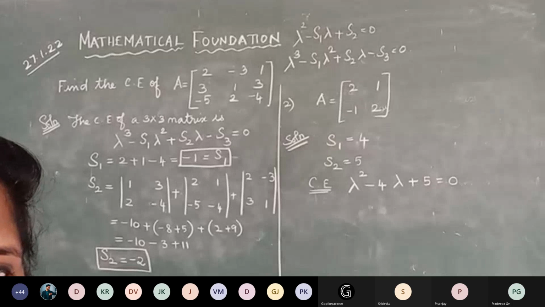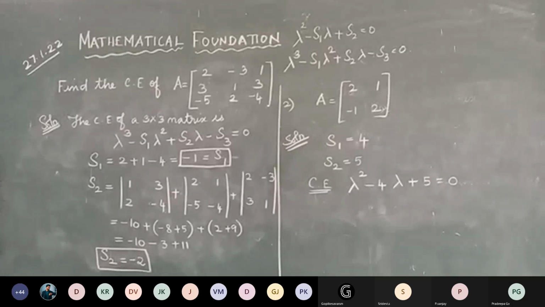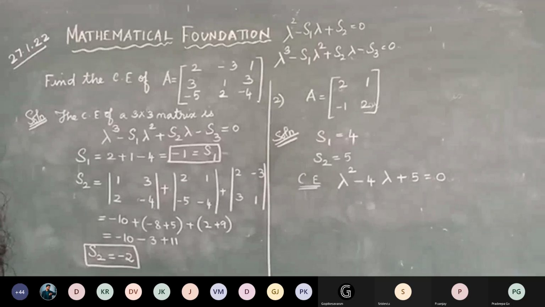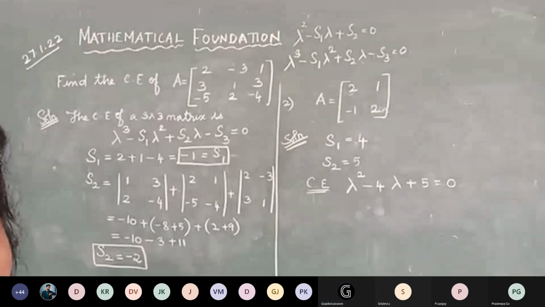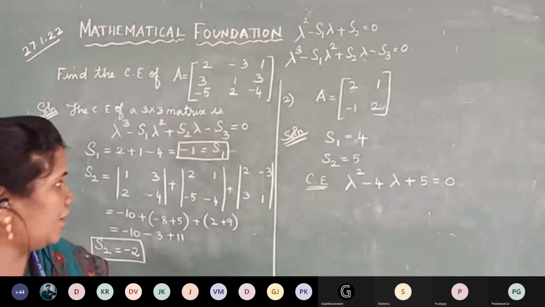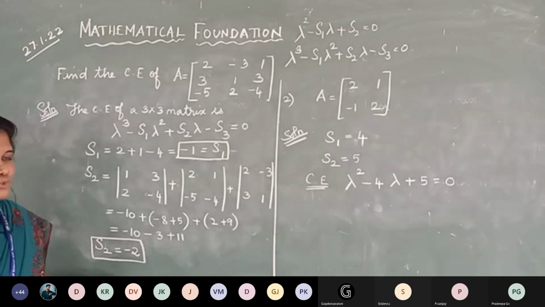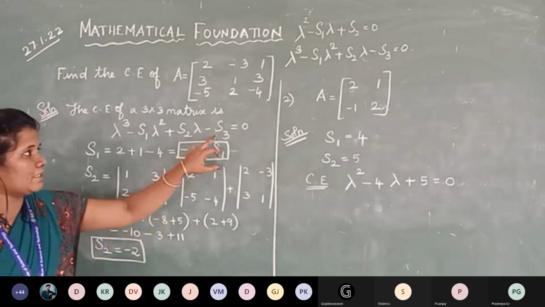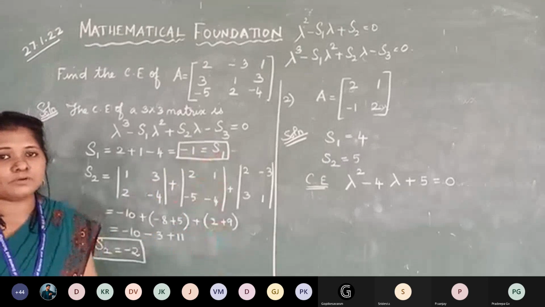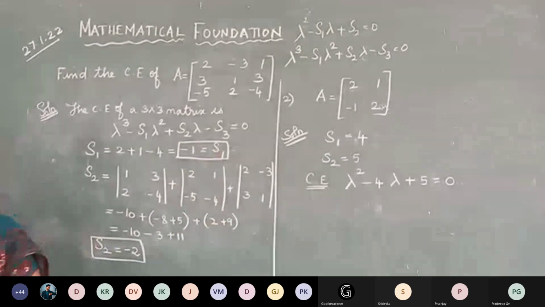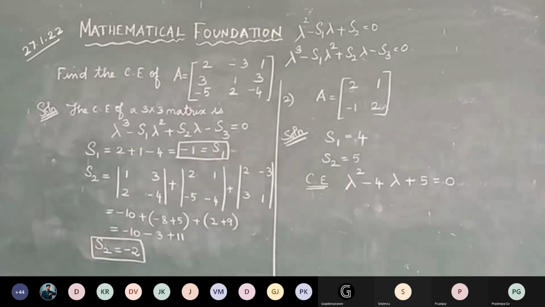Not able to see down. You're able to see? Yes, ma'am. Okay. So you understood how you're finding out the minors? Yes. So you found out your S2. Next, you'll have to find out your S3. S3 is nothing but you're going to find out determinant of A.